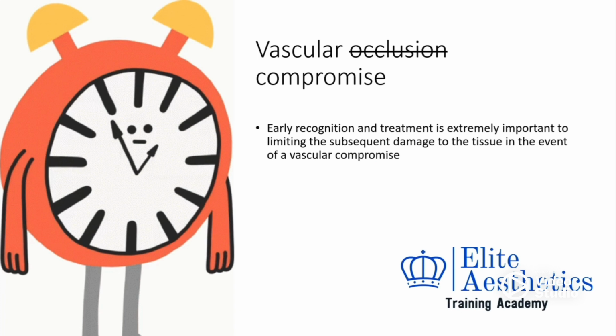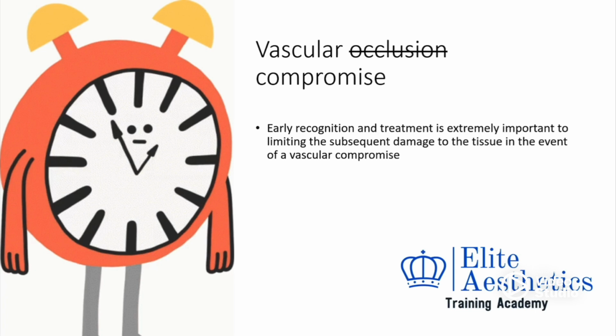So we're going to start off with vascular compromise. Now, you may call this vascular occlusion or vascular damage, but basically this is where dermal filler has been injected into a blood vessel. Think of a Smarties tube as the blood vessel, and the dermal filler has been injected into the Smarties tube rather than around the Smarties tube into the tissue of the lip. That is literally what it is.